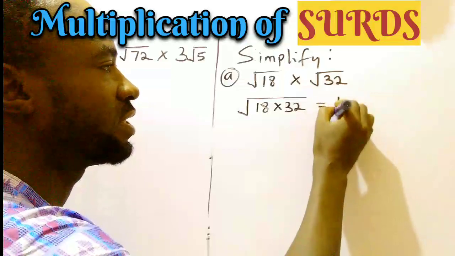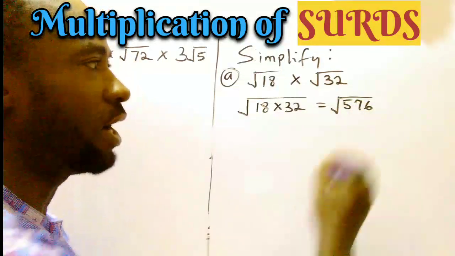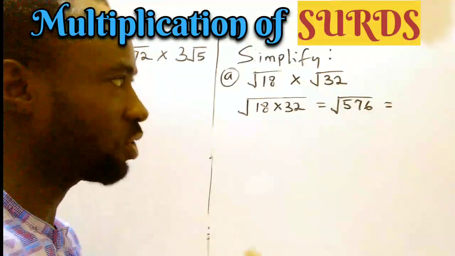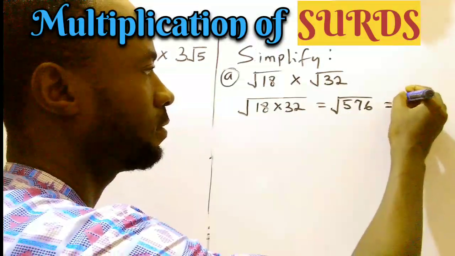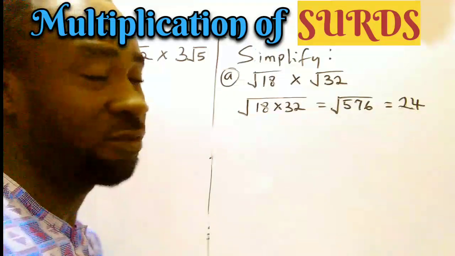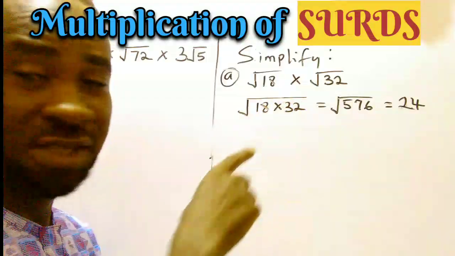When you do that, that will give you root 576. And with root 576, if you know your squares offhand, you know that is 24. Or you can use your calculator and that gives you 24. So this is one of the ways of solving this.